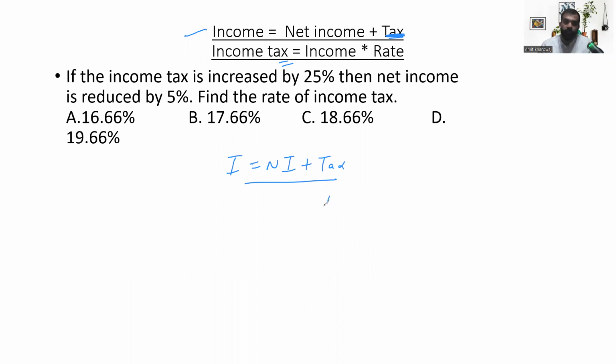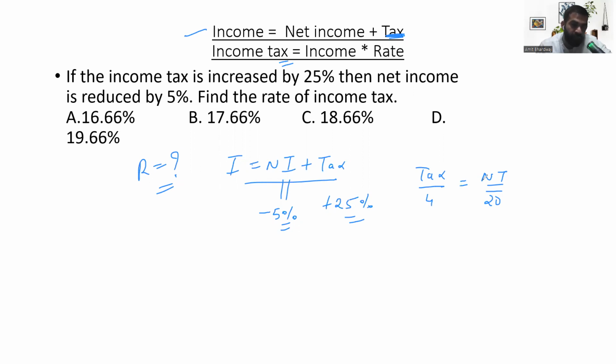Income tax is increased by 25%. Net income is reduced by 5%. Please try to understand. You have to find the rate of income tax. My suggestion: tax 25% is 1 by 4. Net income 5% is 1 by 20. So net income 1 by 20 will shift toward tax. Yes or no? Whatever decrement in the net income will shift toward tax.